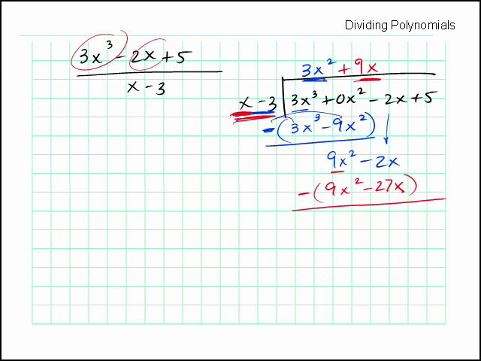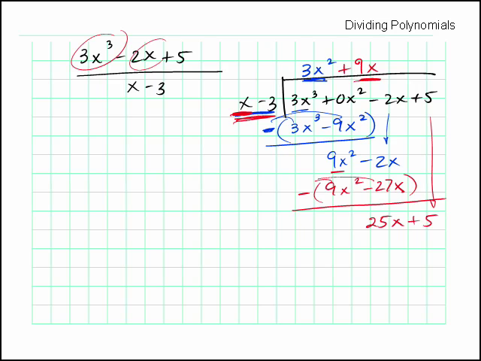Minus. Okay. All right, the 9x squareds are gone. If you distribute this negative sign correctly and add, you end up with 25x. We're ready to bring down our last term. So it's 5. Don't forget the 5. Comes all the way down, like that. And now we repeat the process one more time.